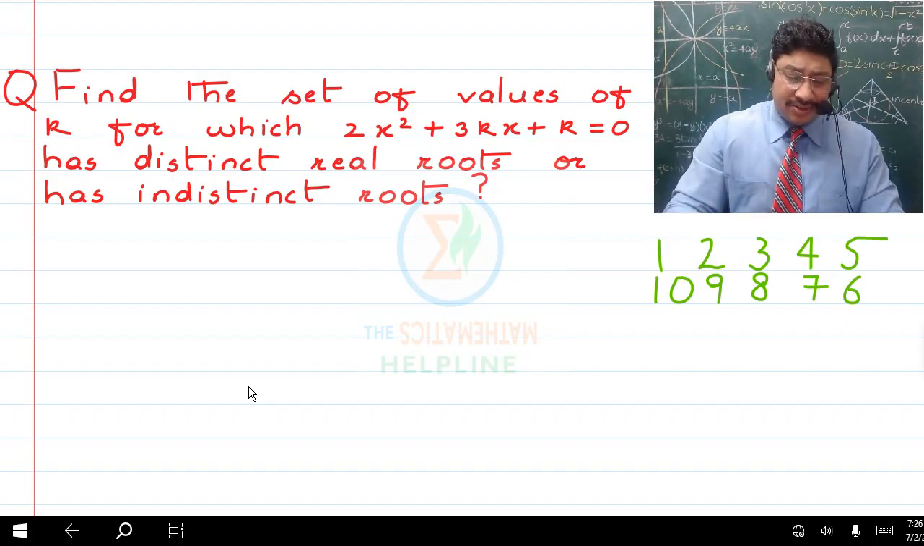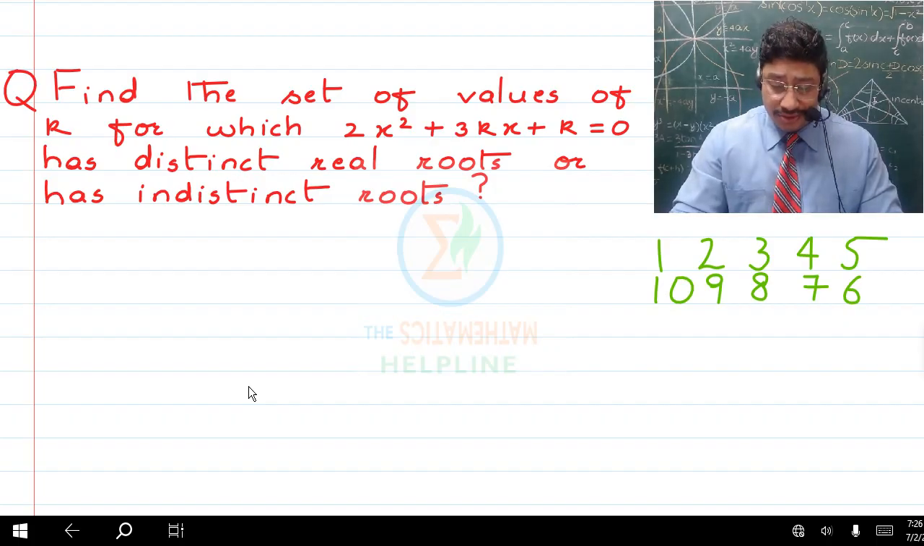Okay, now let's get to the sum. Here in the question: find the set of values of k for which 2x squared plus 3kx plus k is equal to 0 has distinct real roots or has indistinct roots, right?